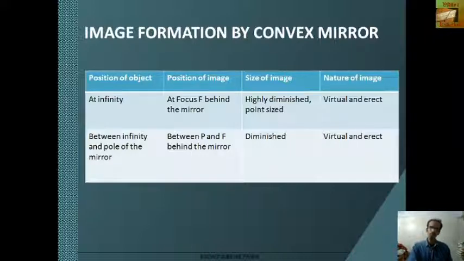Now when the position of the object is between infinity and pole of the mirror, the position of image is between pole and principal focus behind the mirror, and the size of the image is diminished. The nature of image is virtual and erect. In case of convex mirror, the nature of image is virtual and is always erect.